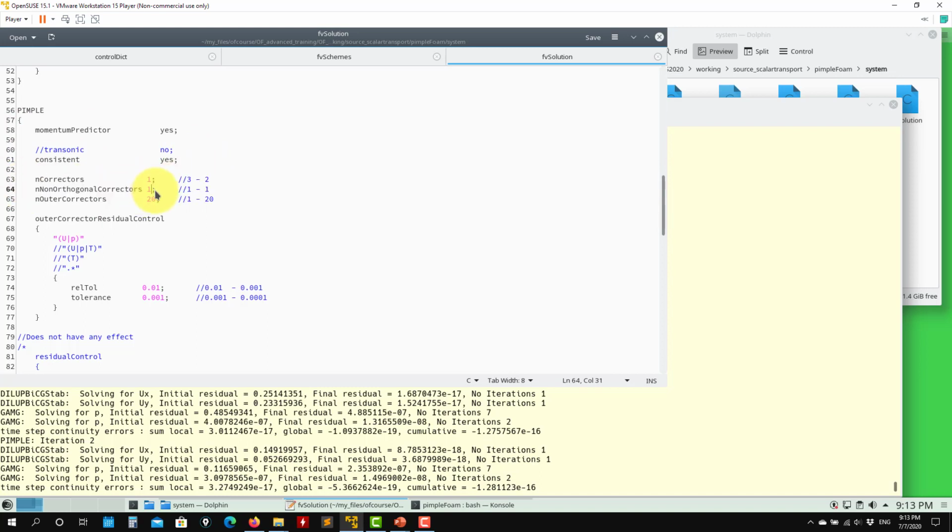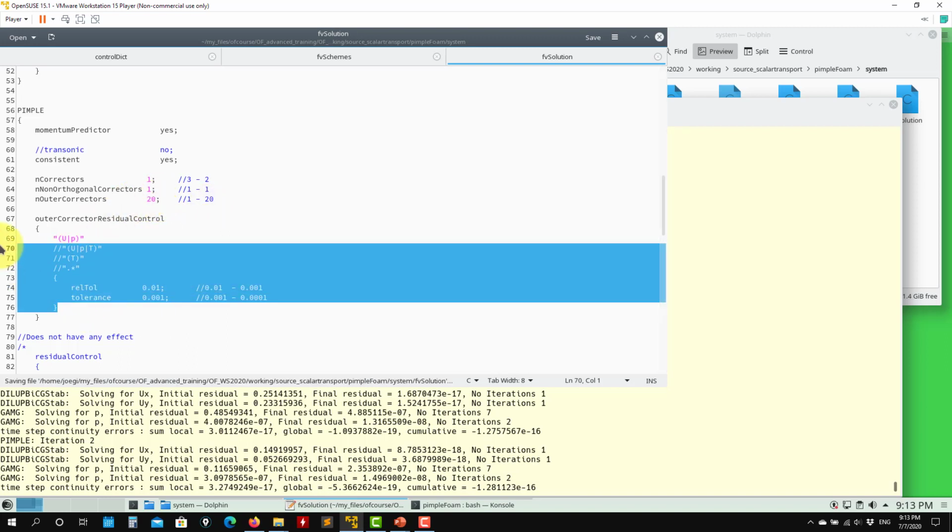Again, I like to do at least one non-orthogonal corrector. You need, this is compulsory, at least one in correctors, and here you put this one to 1, and you default to the standard PISO. Okay, so I like to put it like this, and then you add your tolerances. Monitor while it's running that it's not taking too many iterations, not because it's bad, but because it might slow down your computation a lot.